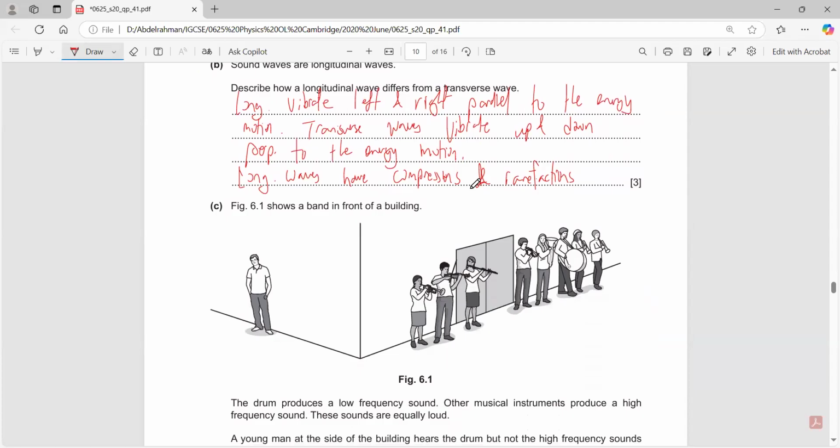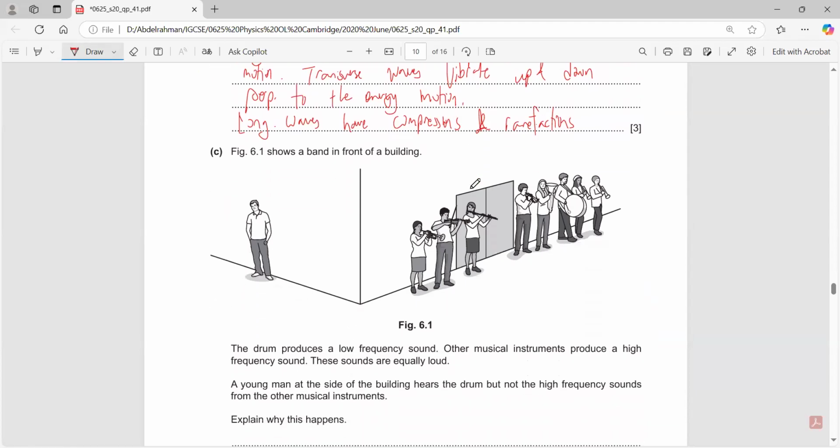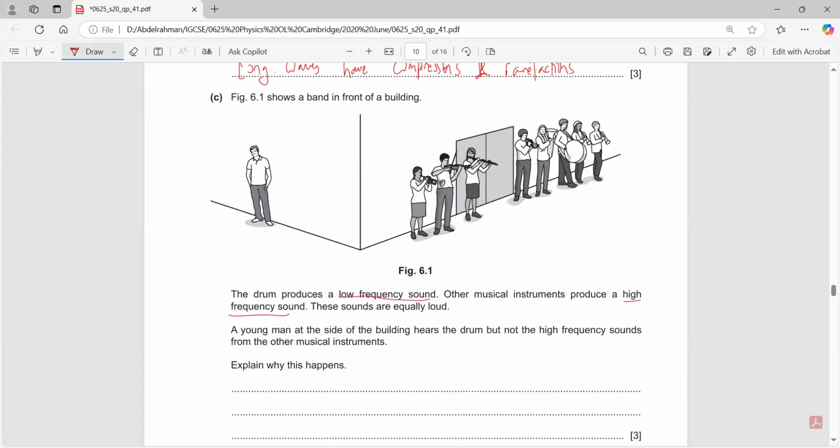Figure 6.1 shows a band in front of a building. The drum produces a low frequency sound. Other musical instruments provide high frequency sounds. These sounds are equally loud, so the amplitude is the same. A young man on the side of the building hears the drum. He can hear the drum, but not the high frequency sounds. Why can he hear the drums but not the other high pitched sounds?